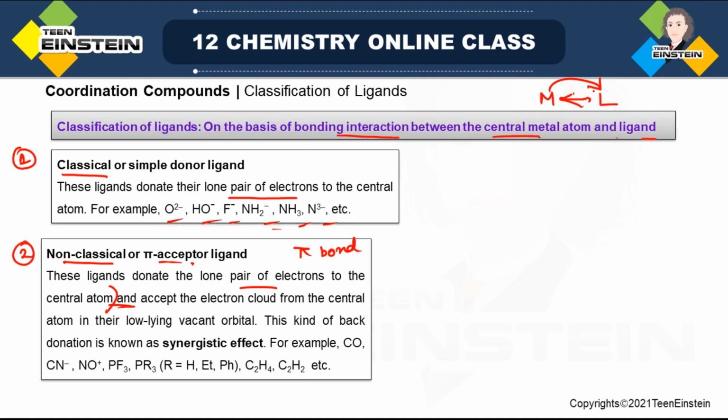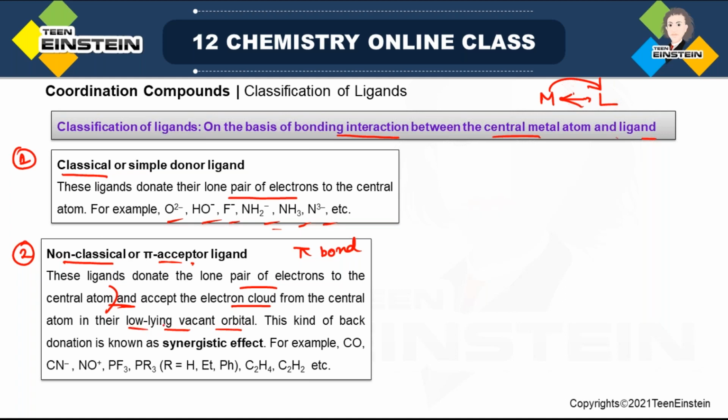That is, now the direction of electron donation is from metal towards ligand. So the ligands are now accepting the electron cloud from the central metal atom, and they accept it in a low lying vacant orbital. There are some vacant orbitals, mostly the anti-bonding pi star orbital.